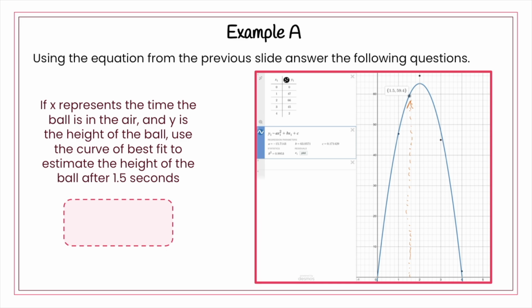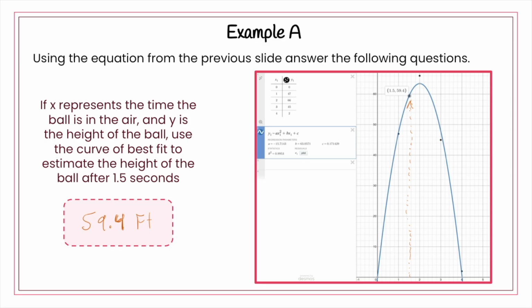I can also just place my point along the curve of best fit until I see my x value is 1.5. So I don't have to guesstimate, I just have to make sure that I get my point along that curve. Now it will be a guesstimate because it is a curve of best fit, it's not exact, but we can use this curve of best fit to find our answer. So in this case, it's going to be 59.4, and we were talking about feet.